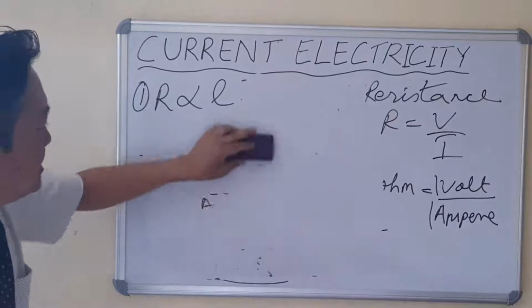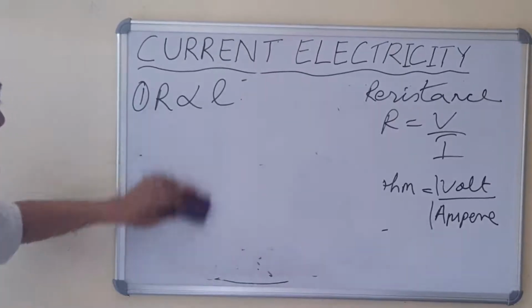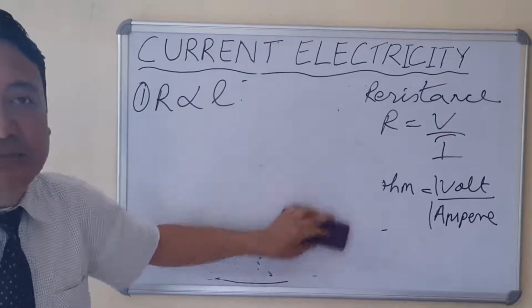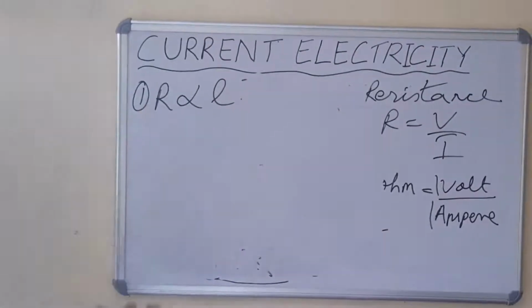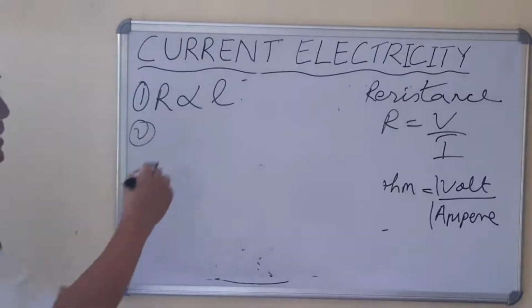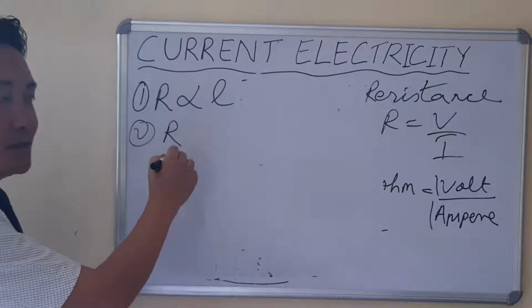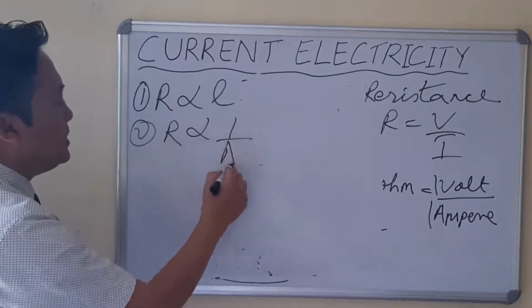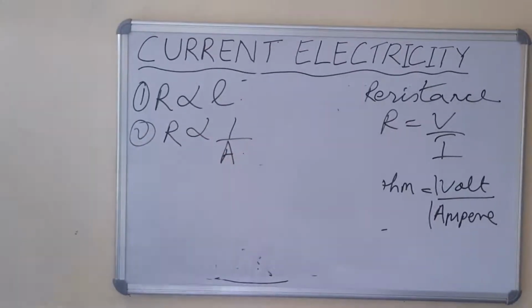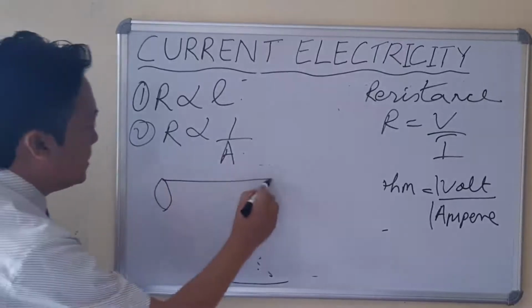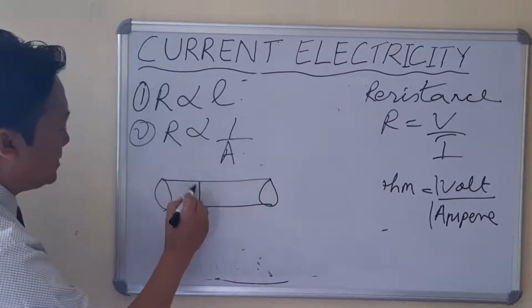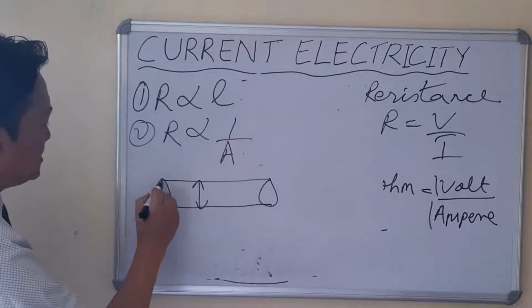So that is the first condition: the resistance of the conductor is directly proportional to the length of the conductor. Second, the resistance of the conductor is inversely proportional to the cross-sectional area of the conductor. Cross-sectional area means, suppose this is the conductor, this part is the cross-sectional area.